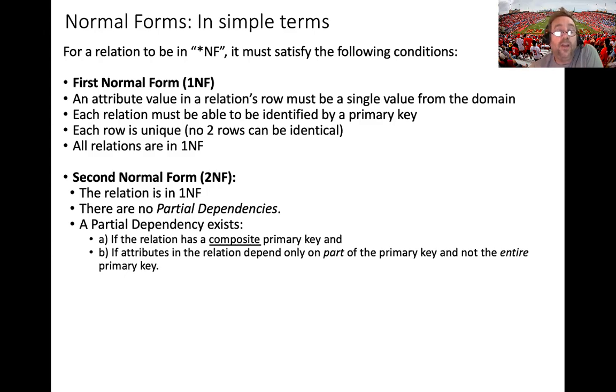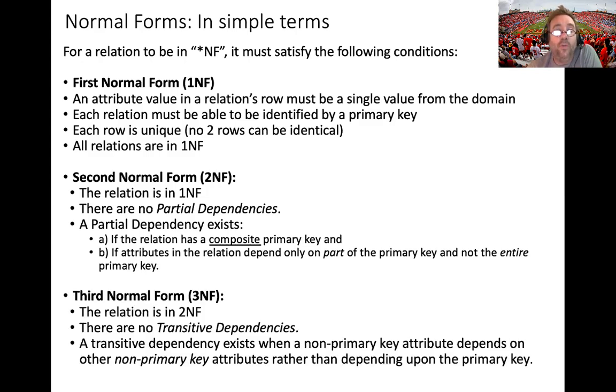So for second normal form, the relation is in first normal form and there are no partial dependencies. A partial dependency exists if the relation has a composite primary key, i.e. a primary key that is made up of more than one attribute, and if attributes in the relation depend only on part of the primary key and not the entire primary key. Okay, we'll talk about that in more detail later on.